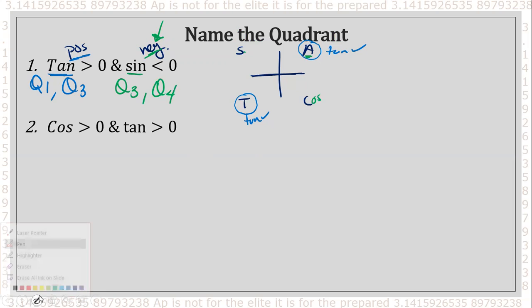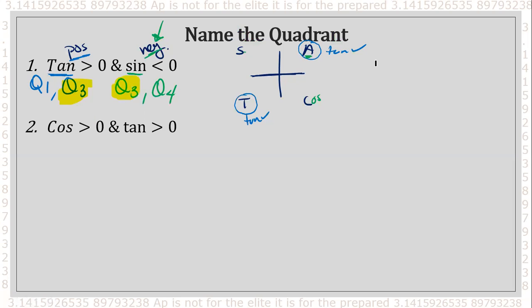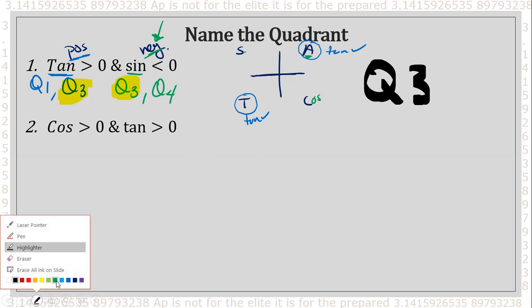Now, the way you see this is you decide which of these they have in common. Both of them have quadrant 3 in common. So the answer to the question, where would the triangle that we're going to draw exist, would be quadrant 3. All right, so go ahead and pause the video and give number 2 a try.